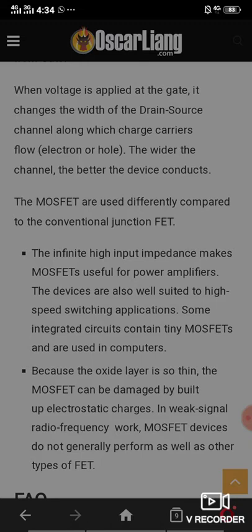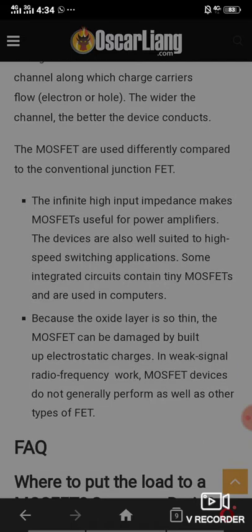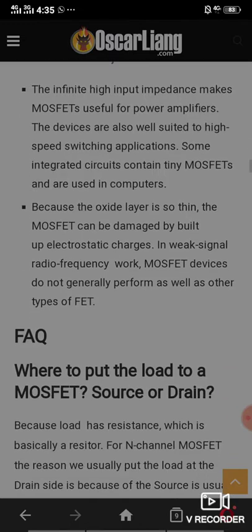Because the oxide layer is so thin, the MOSFET can be damaged by built-up electrostatic charges. In weak radio frequency work, MOSFET devices do not generally perform as well as other types of FET.